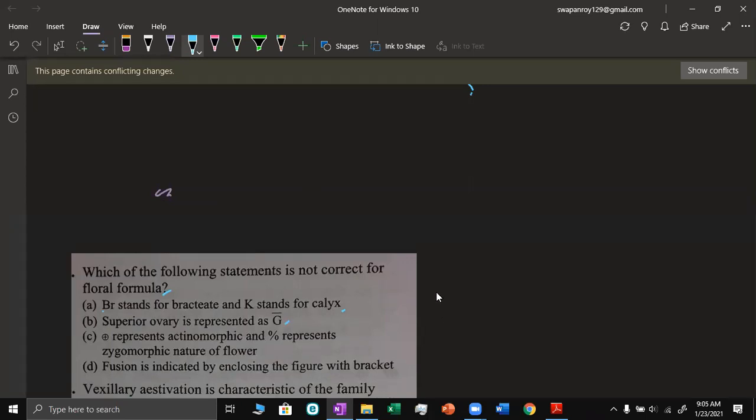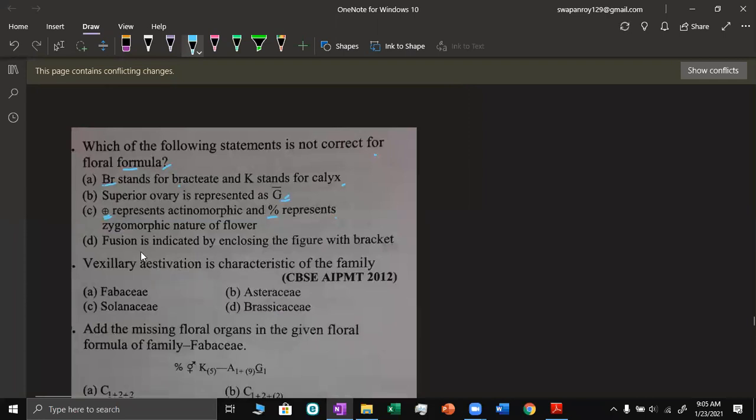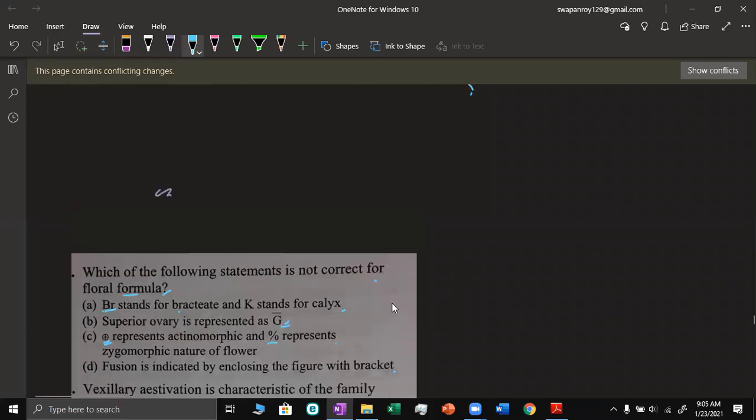Okay. So the first question: which of the following statements is not correct for the floral formula? First, Br stands for bracteate and K stands for calyx. Superior ovary is G with a line above. This symbol represents actinomorphic, and this symbol represents the zygomorphic nature of the flower, and the fusion is indicated by enclosing the figure with a bracket. Out of this, which one is not correct?